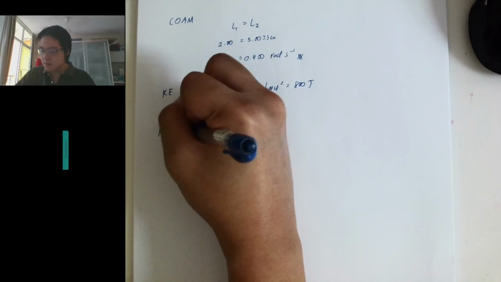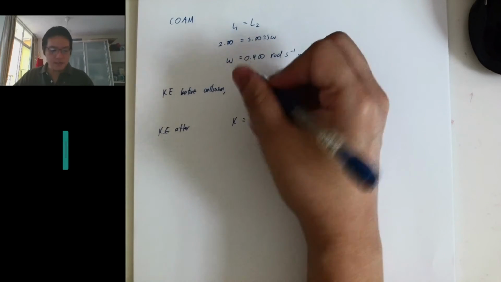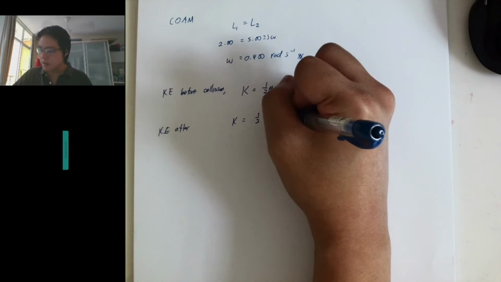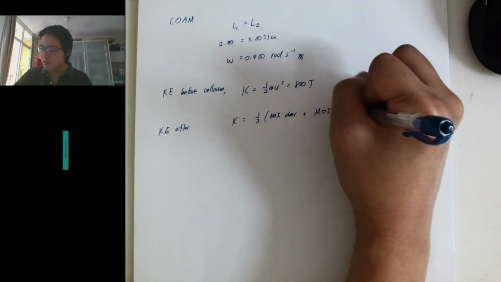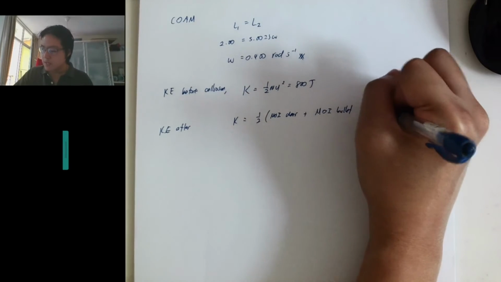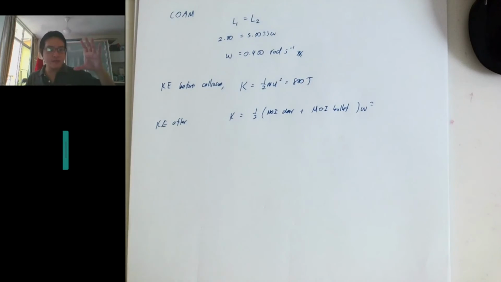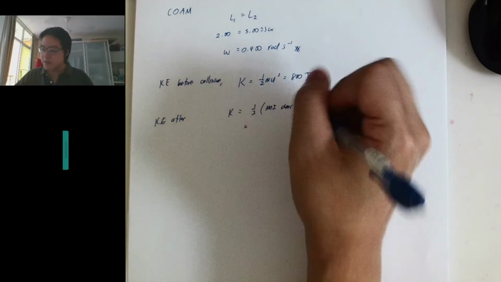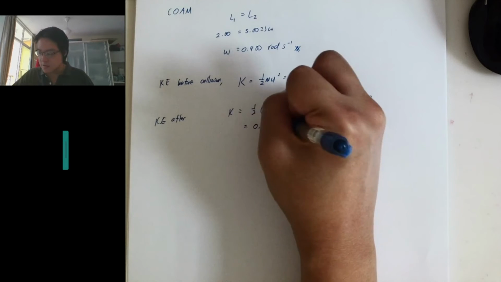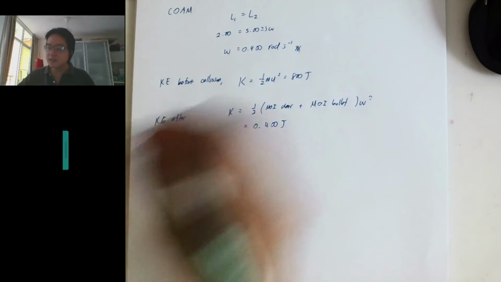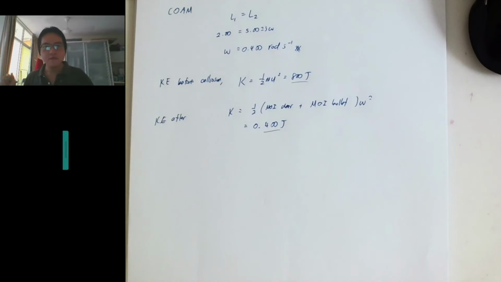KE after collision is the moment of inertia of the door plus the moment of inertia of the bullet, times omega square, right? It becomes a rotating system, so it becomes omega square. We have calculated this just now already, so if you put in the numbers, it is 0.400. So you can see the kinetic energy is not conserved. So we cannot use kinetic energy to calculate. Okay, thank you, sir. Any other question?